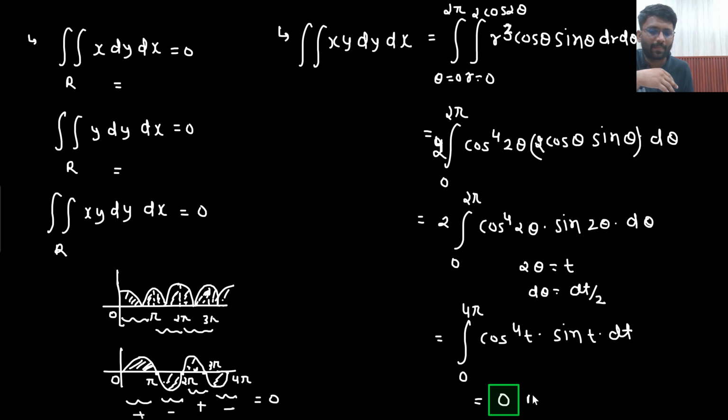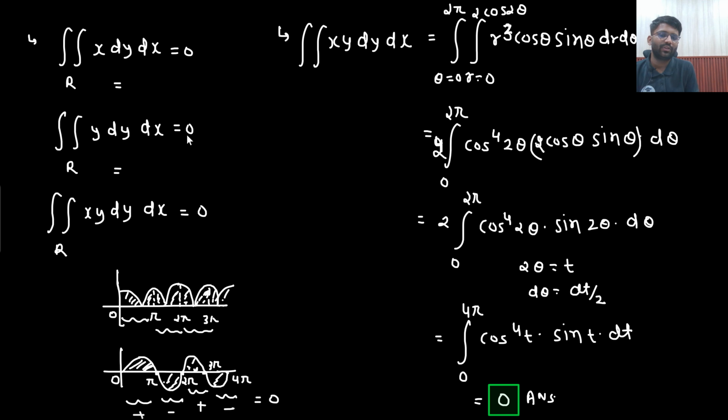You can apply King's rule as well. King's rule will help or not? So cos of 4 pi minus t will go in the second quadrant. Yes, King's rule will also help. If you apply King's rule, then also you will get the answer to be 0 only. So what is the answer you are getting? The double integral of xy dy dx, the answer is 0 only.